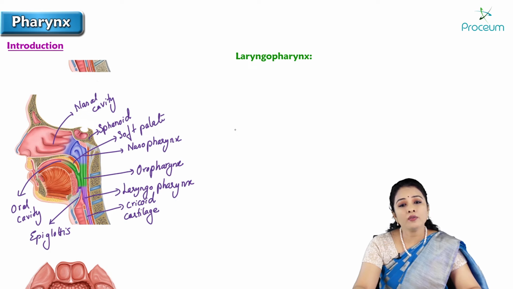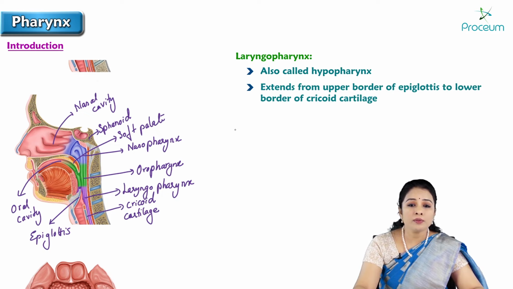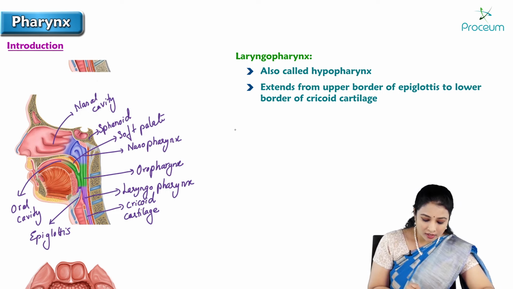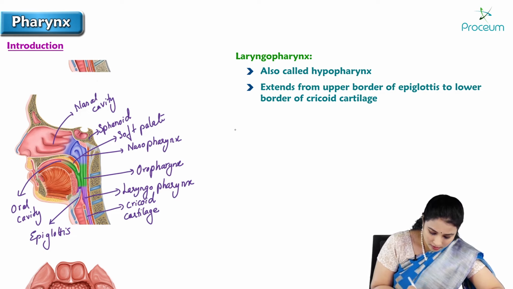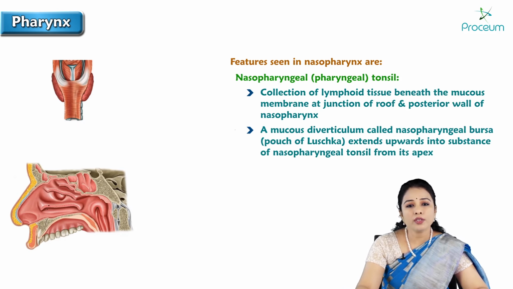Laryngopharynx. Laryngopharynx is also called hypopharynx and extends from the upper border of the epiglottis till the lower border of cricoid cartilage. So the purple colored structure shown here is the laryngopharynx, which continues below with the esophagus. So it extends from the upper border of the epiglottis till the lower border of cricoid cartilage. Features of nasopharynx.